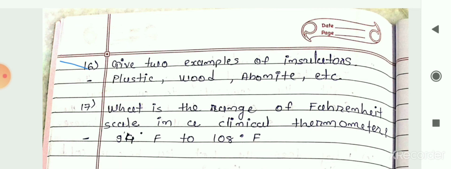The next question is, what is the range of the Fahrenheit scale in the clinical thermometer? So in the clinical thermometer, the Fahrenheit scale range is from 94 degree Fahrenheit to 108 degree Fahrenheit. So this is the range for the clinical thermometer in the Fahrenheit scale.